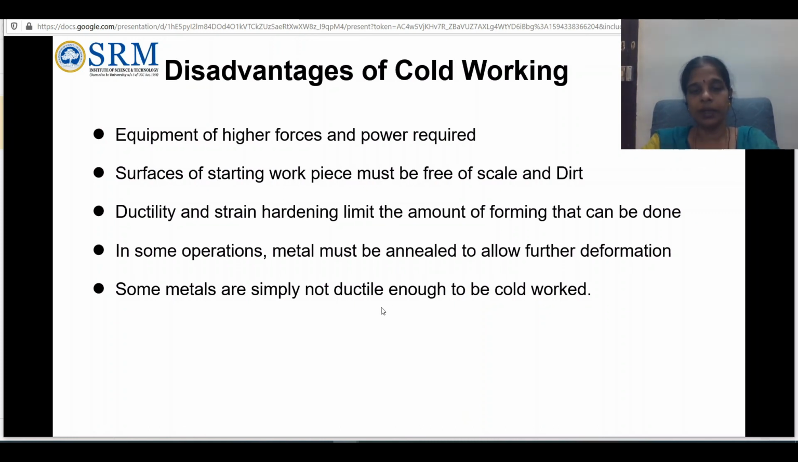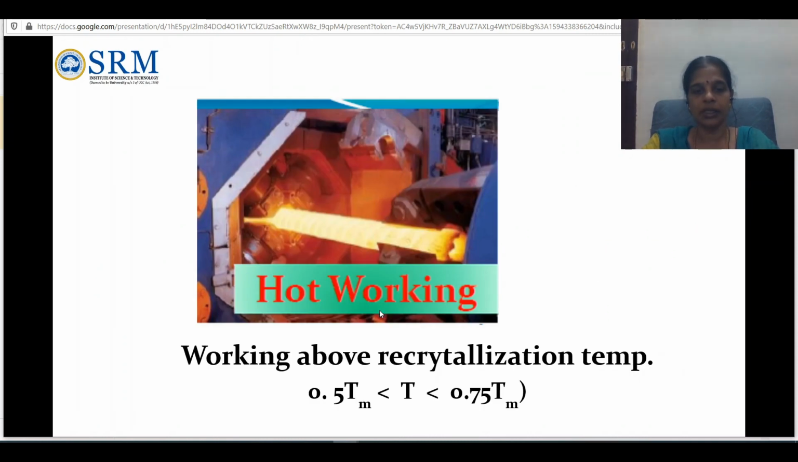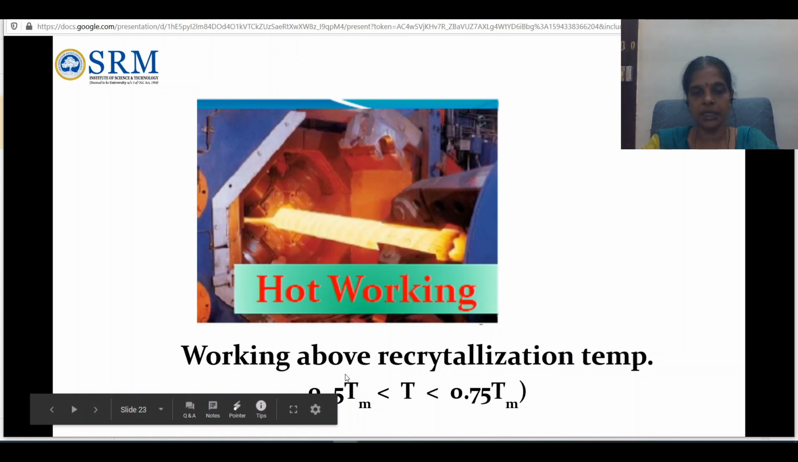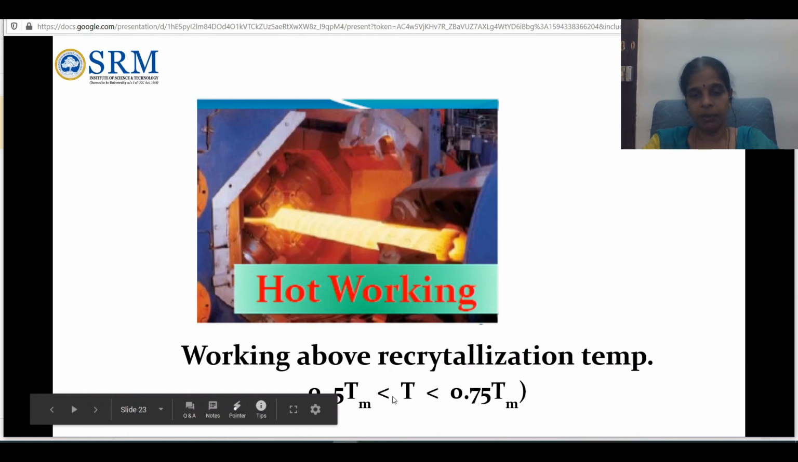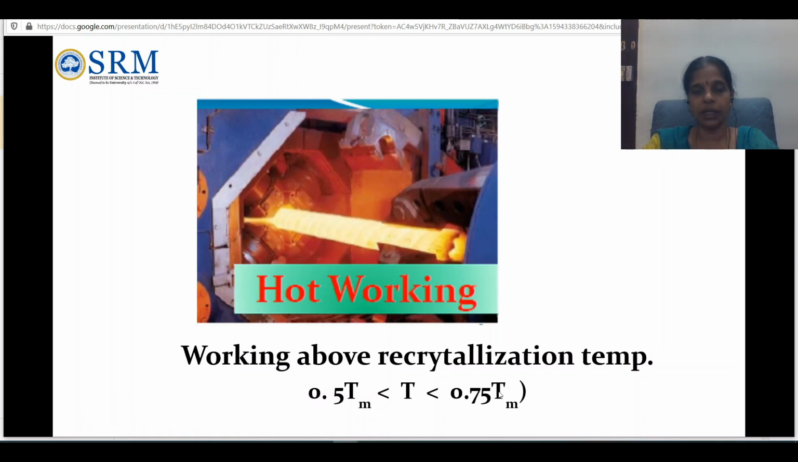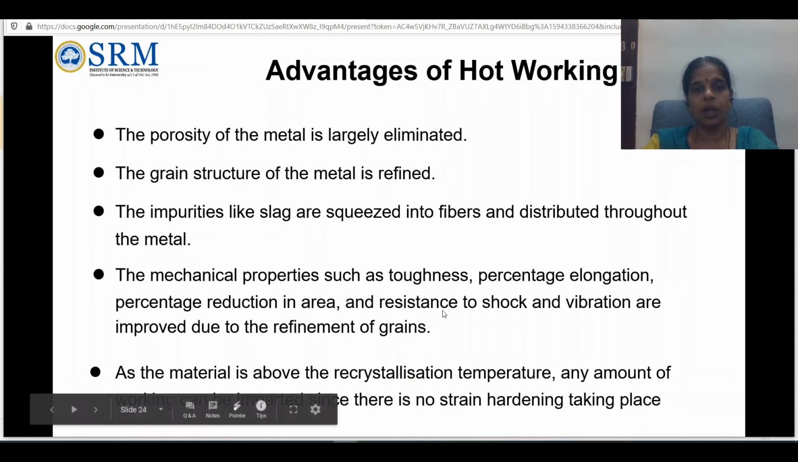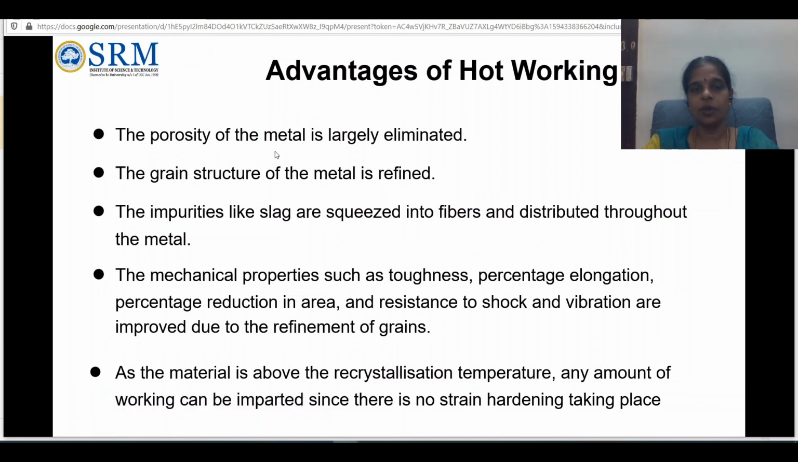And some metals are not ductile enough to be worked in the cold manner. So hot working means you are going to work on the metal above the recrystallization temperature. You have to heat the metal to between 0.5 Tm and 0.7 Tm and then start working it. Then we call it hot working. The porosity or some inclusions are there in the metal. When you heat it, the metal starts flowing, so the porosity is removed and the grains are elongated, as well as new grains starting to form.